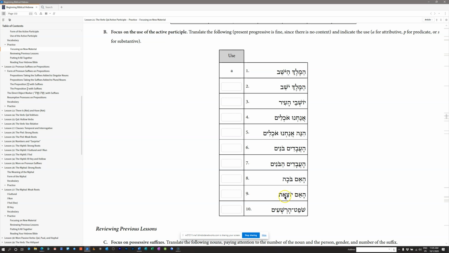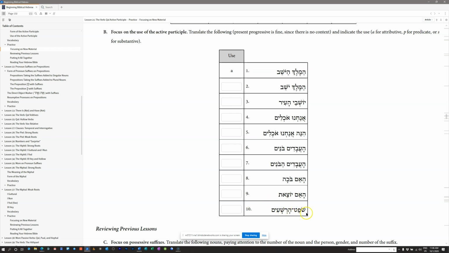Yotzeit comes from yatsa, and yatsa is like to come forth or to come out. So this would be, again, we've got a definite article on mother. Yotzeit is not definite, so this is predicative. The mother is coming forth or coming out.